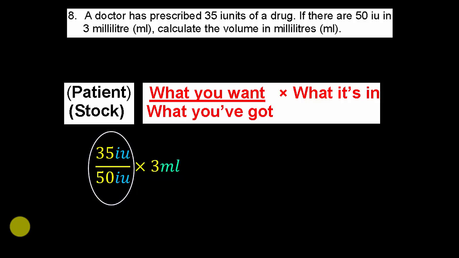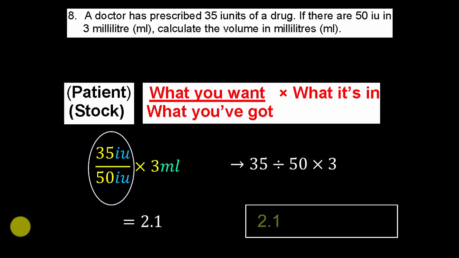In fact, I didn't really have to know what an international unit was in order to be reassured that my units are the same, therefore they will cancel out, and so I can simply now move to the calculator and work out 35 divided by 50 times 3. And that gives me 2.1. Pop that into my answer box, 2.1, and my units, milliliters.